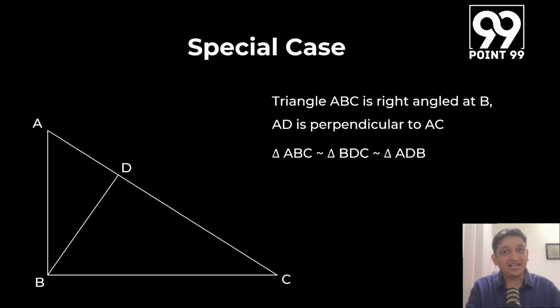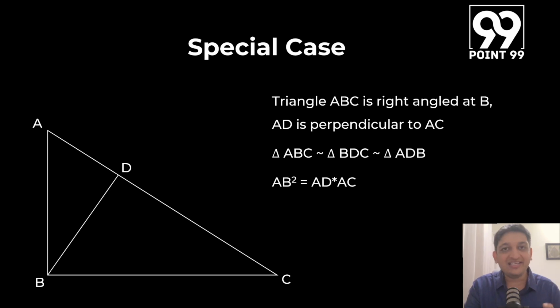Now this does not end here, and there are three nice identities that we get because of this similarity. You can write down the ratios and find it out for yourself, but I'll show it to you in shortcuts. First thing, AB square is equal to AD into AC. So this segment AB square is going to be AD multiplied by the entire hypotenuse AC. So AD times AC will be AB square.